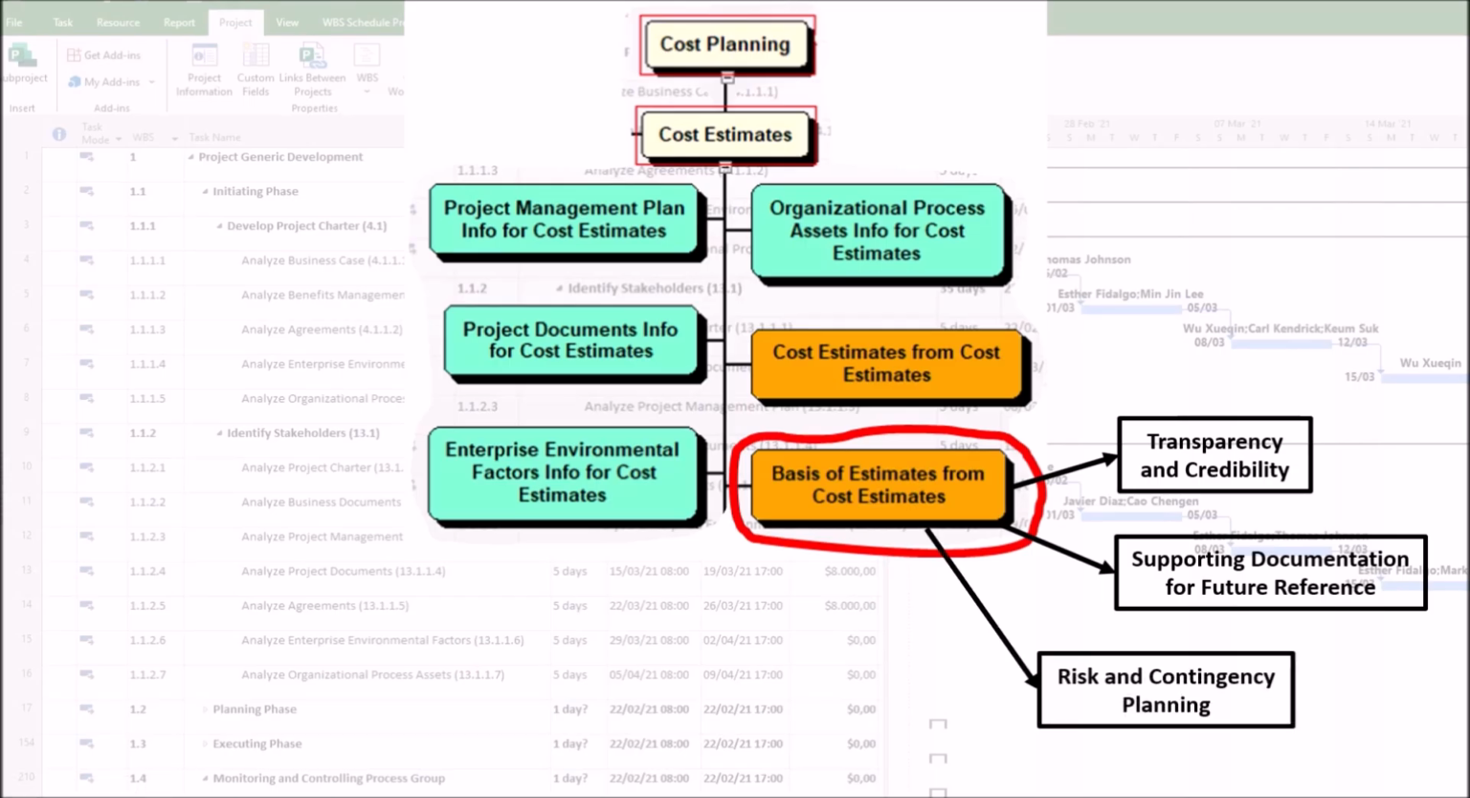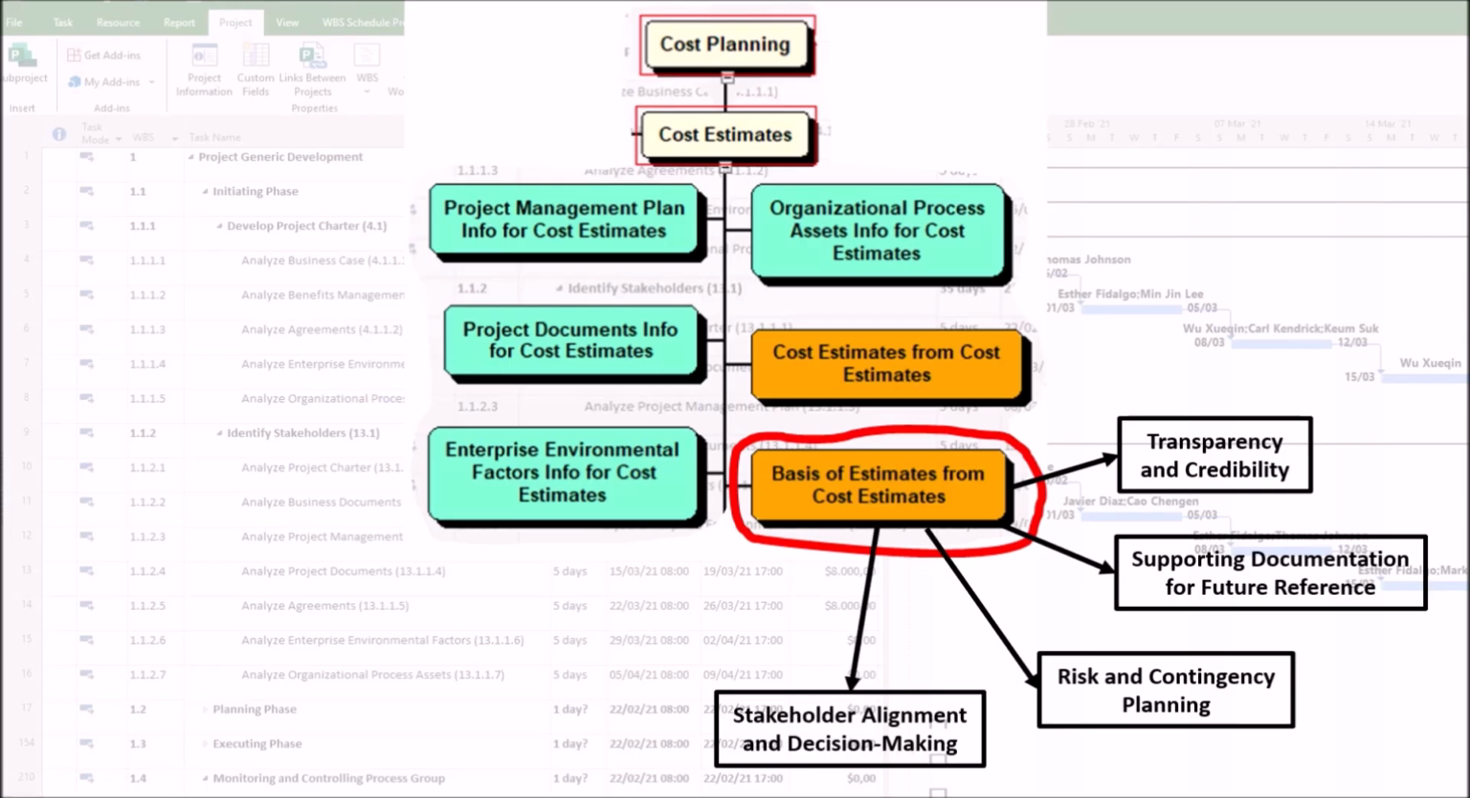3. Risk and contingency planning. The basis of estimates often includes confidence levels, ranges, or accuracy metrics, such as plus or minus 10%. The basis of estimates helps in risk analysis and determining appropriate contingency reserves.